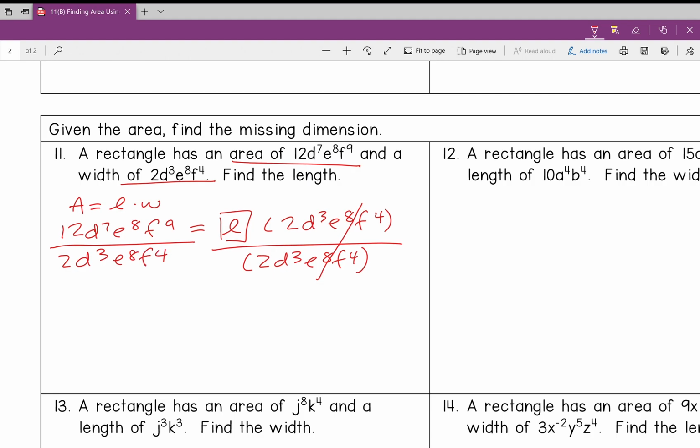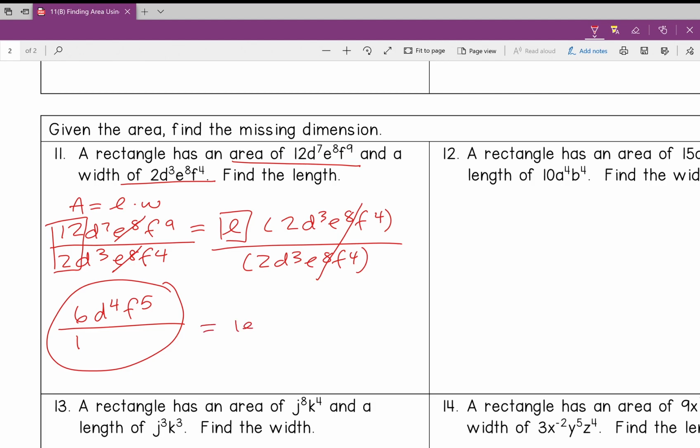So now we're doing a problem that's dividing. And remember, when we divide, we subtract the exponents. So let's first look at the coefficients. We have 12 divided by 2, which is 6 over 1. Let's keep it as a fraction. D to the 7th and D to the 3rd becomes D to the 4th, and it goes on top. E to the 8 and E to the 8 are the same on the top and the bottom, so they cancel. F to the 9 over F to the 4 is F to the 5, and since it's positive, they go on top. So this is our answer. This is the length.